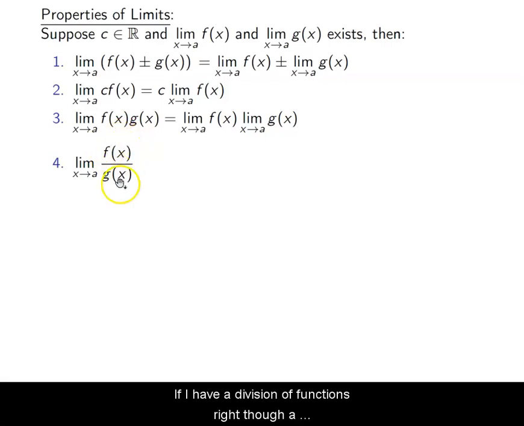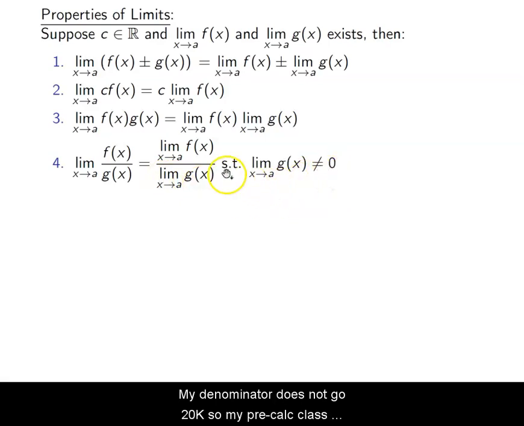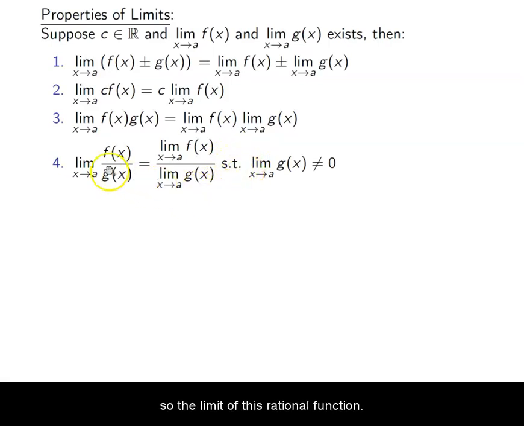If I have a division of functions, right, so for instance, a rational function, I can just take the limit of the two functions separately. Take the limit of the top, take the limit of the bottom, and divide those two numbers, as long as my denominator does not go to 0. Okay, so my pre-calc class students will recognize this. ST means such that, right? So the limit of this rational function is equal to the limit of the top divided by the limit of the bottom, such that the bottom value is not 0.